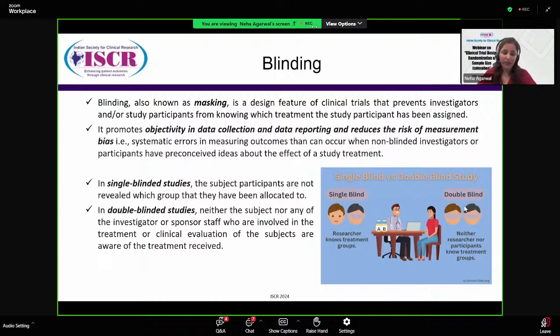Similarly, I'll show in the subsequent slide how we get the benefit if blinding takes place. So here we have two types of blinding. In a single blinded study, if you look at this picture, only the subject participant is blinded, but the researcher is aware of the treatment group. Whereas in a double blinded study, both are blinded, so they are not aware of what treatment has been administered to a particular subject.